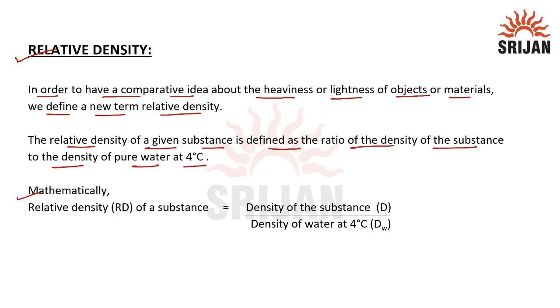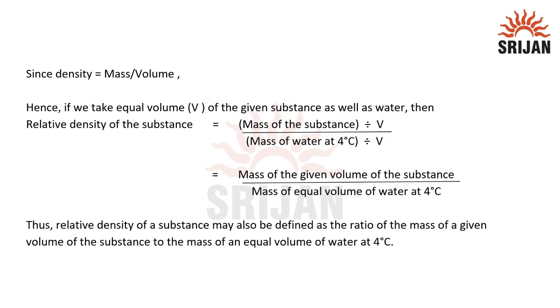Mathematically, we can write relative density of a substance is equal to density of the substance D divided by density of water at 4 degrees Celsius. We know that density is equal to mass per unit volume.